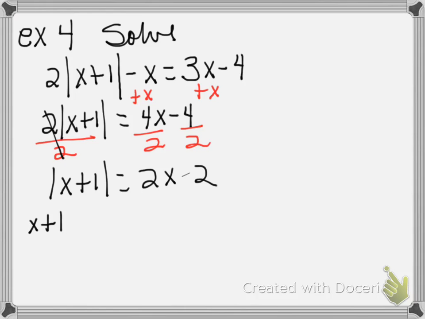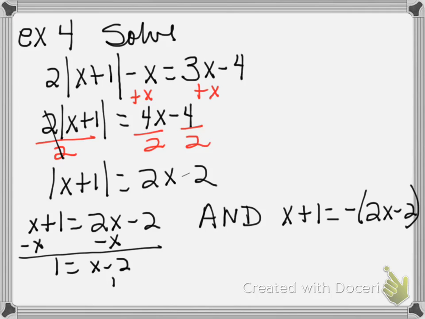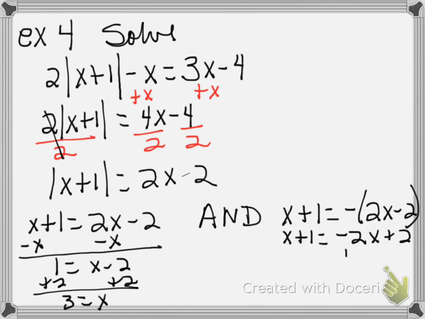Now I'm ready to take it out of the absolute value and set it equal to a positive 2x minus 2, and then take it out of the absolute value and set it equal to the negative. Once again, you've got to put that in parentheses. I have to distribute the negative out. Don't forget, change your signs.